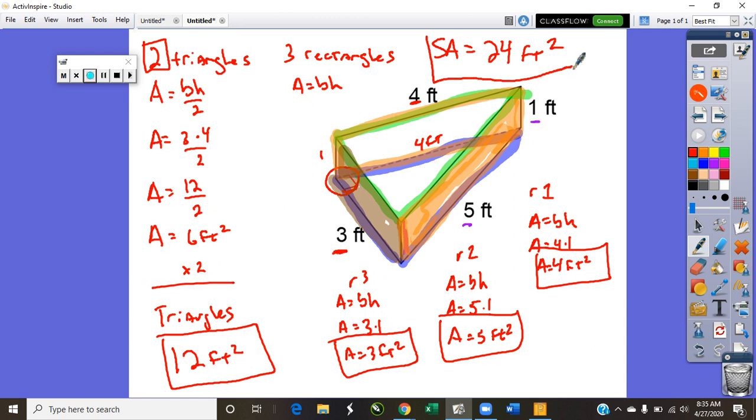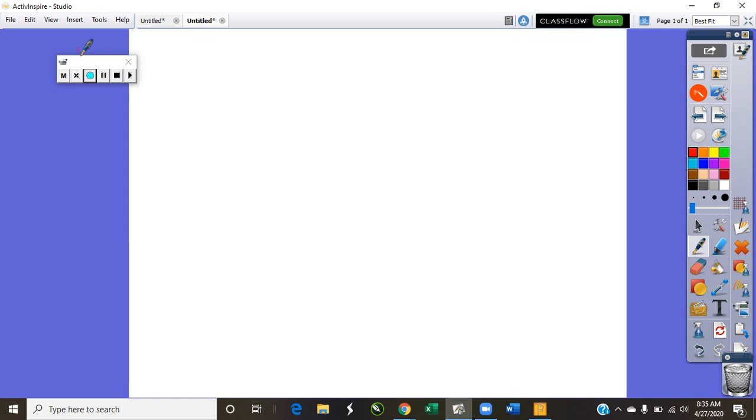Okay? It's really not that hard when you break it down into all these different shapes. All right, guys, I'm going to put another example up here. I want you to pause the video, and I want you to solve for the surface area. Okay? Erase this one, and we're going to try another one.